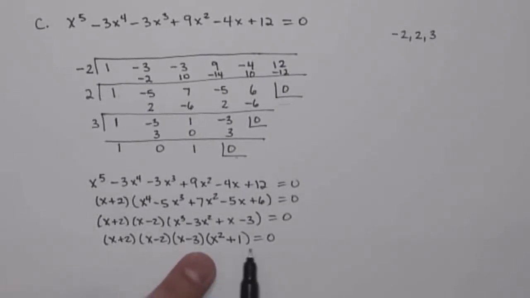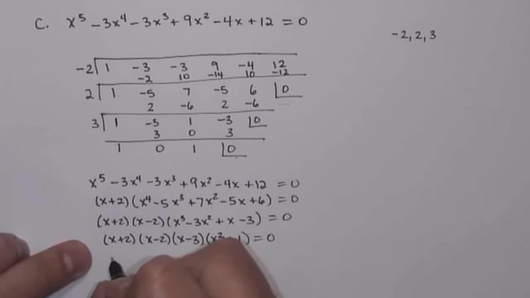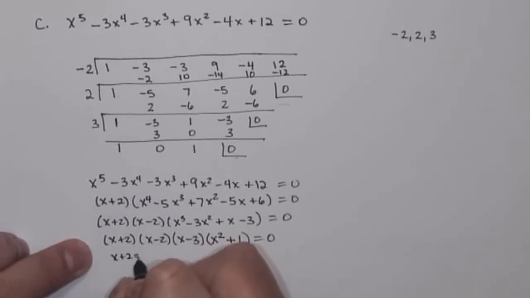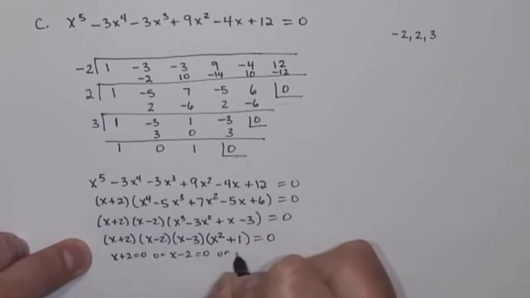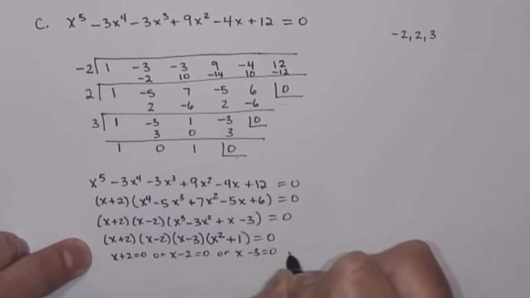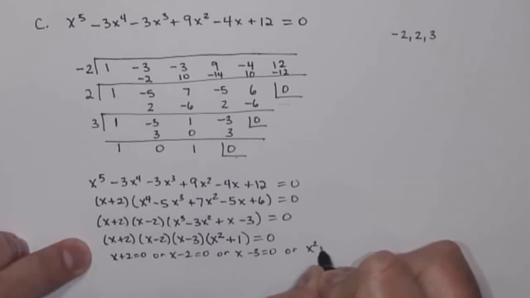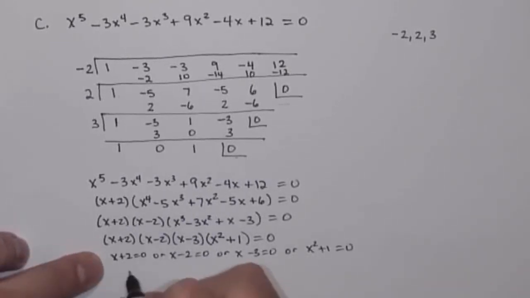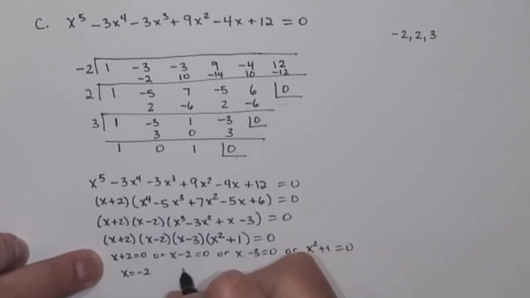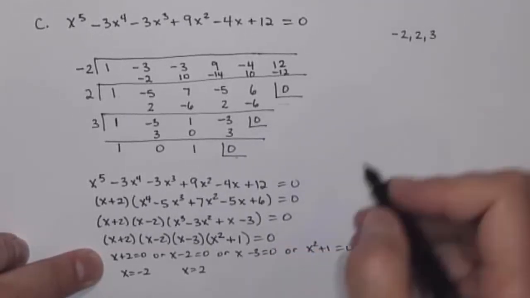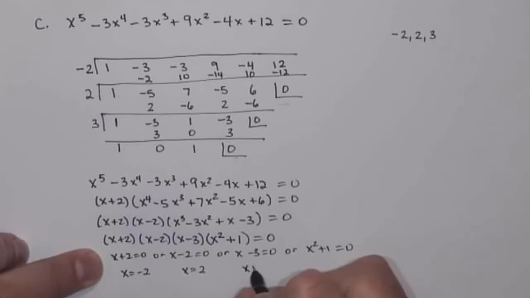Now to finish solving, notice we have this factor x squared plus 1, okay? So either x plus 2 equals 0, or x minus 2 equals 0, or x minus 3 equals 0, or x squared plus 1 equals 0. Well, this gives us that x equals negative 2, which we already knew. This gives us that x equals positive 2, which we already knew. This gives us that x equals positive 3, which we already knew.